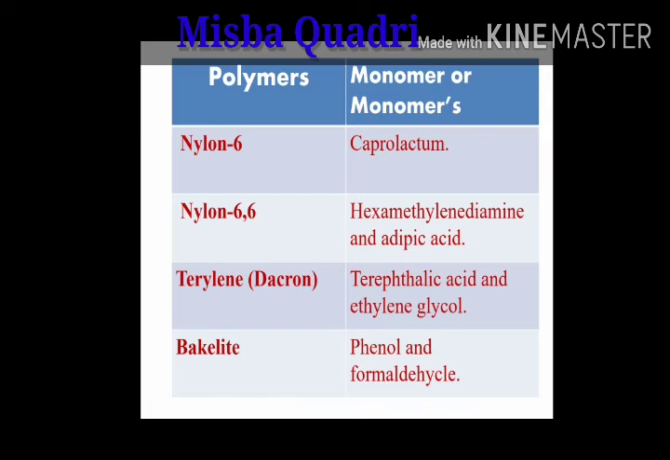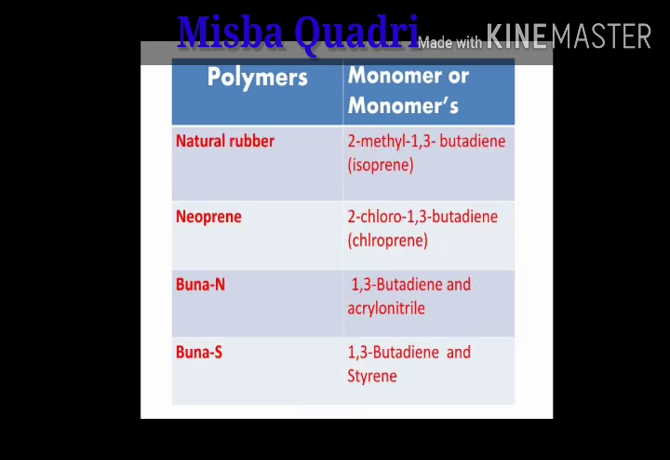Next polymer, terylene. It is commonly called Dacron. It also has two monomers. One is terephthalic acid and the other is ethylene glycol. You can easily remember this. TER of terylene gives terephthalic acid and LENE gives ethylene glycol. So next, bakelite. Its monomer units are phenol and formaldehyde. Bakelite, phenol and formaldehyde.